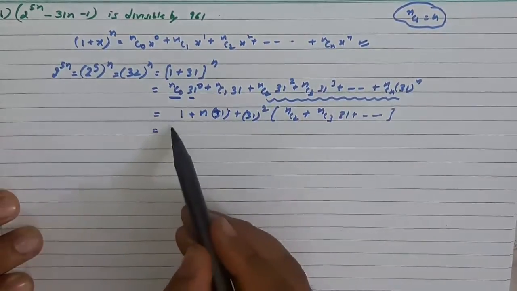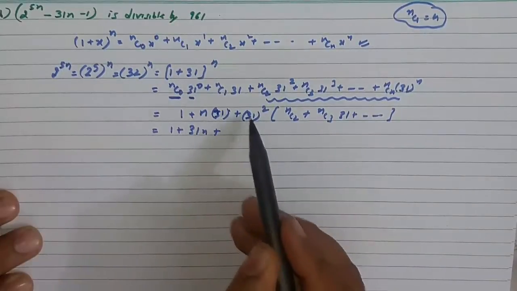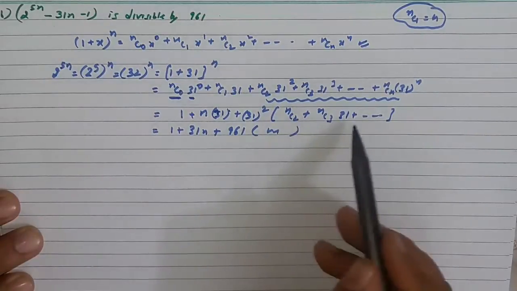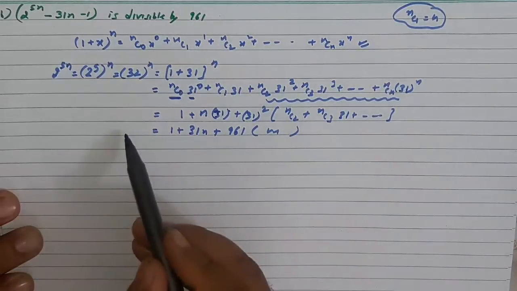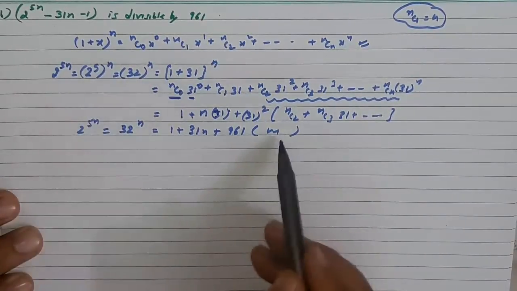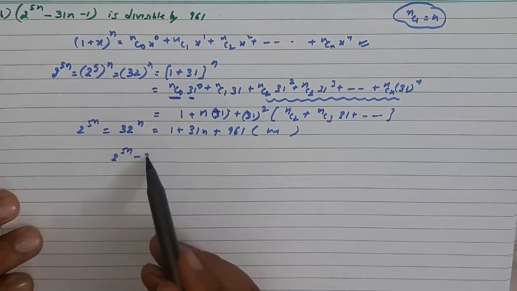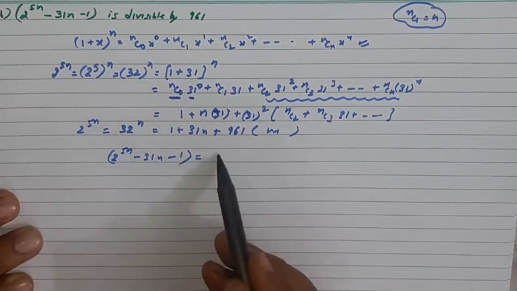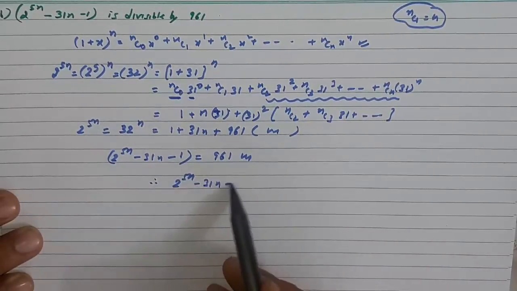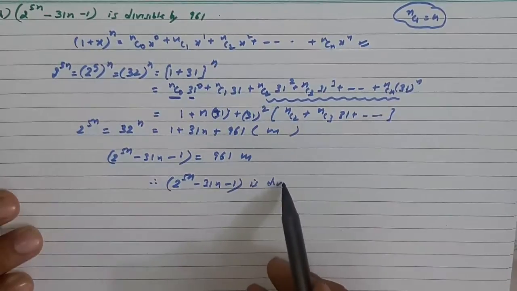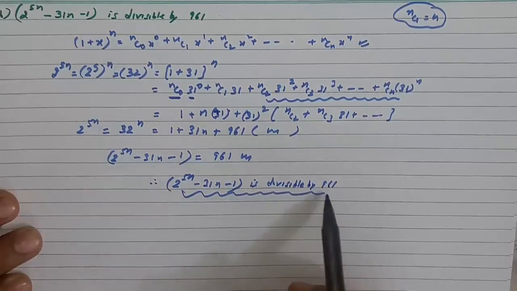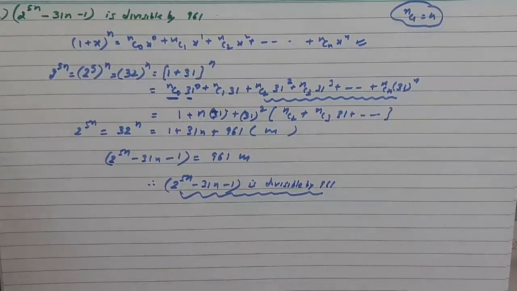And so on, right? So this is 1 plus 31n plus 31 square is 961. Isko hum likh sakte hain m, because ye kuch term aayegi, isko hum koi positive term m maan lete hain because terms add ho rahi hain. Toh 32 raised to power n, which is actually 2 raised to power 5n, can be written in this form. So 2 raised to power 5n minus 31n minus 1 is equal to 961 times m. So we can say that 2 raised to power 5n minus 31n minus 1 is divisible by 961. So this is your second part, right?